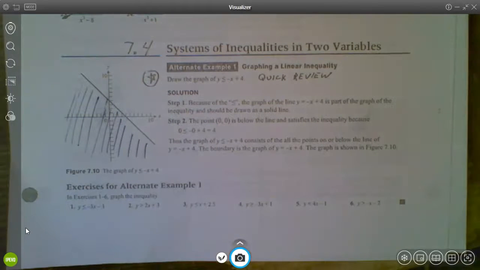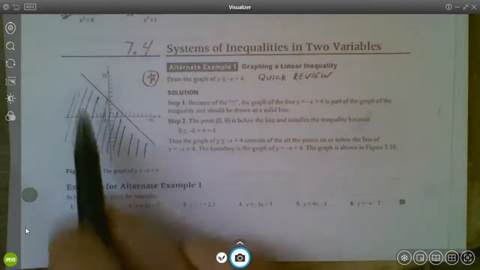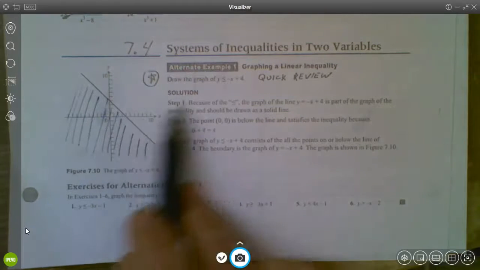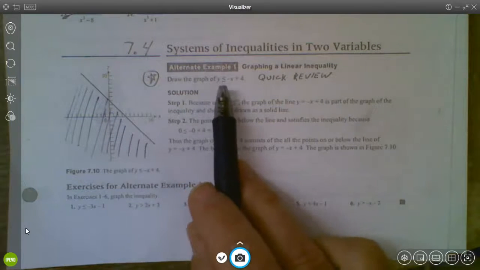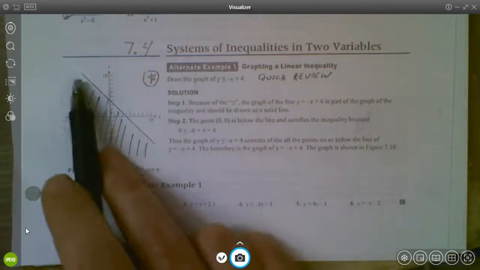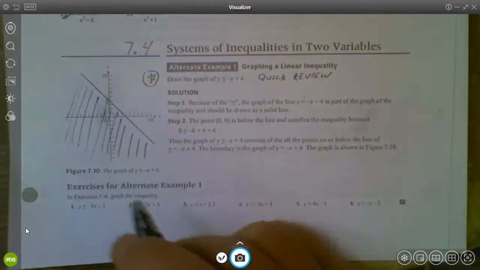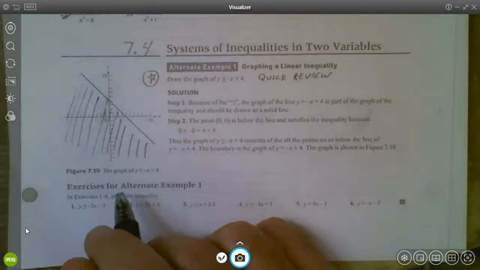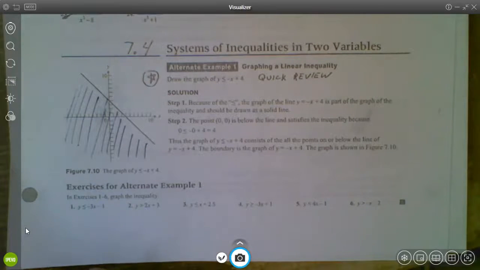The two extra pieces that come in when you're doing inequalities are whether your graph should be solid or dotted, and that's based on whether or not you have an equal sign. Because there is an equal sign involved, the graph is kept solid instead of dotted. If there's no equal sign, if it's just less than or just greater than, then we do a dotted graph.